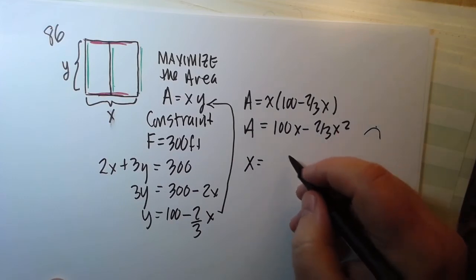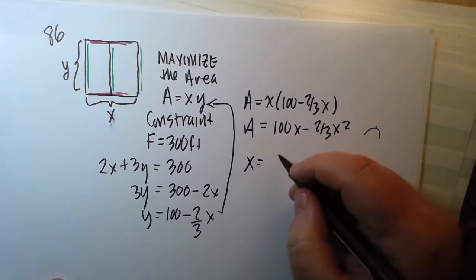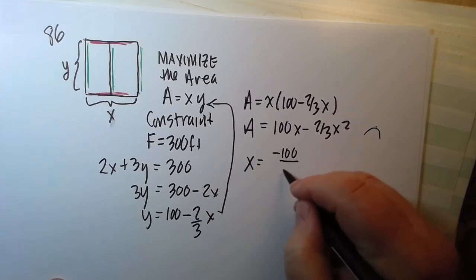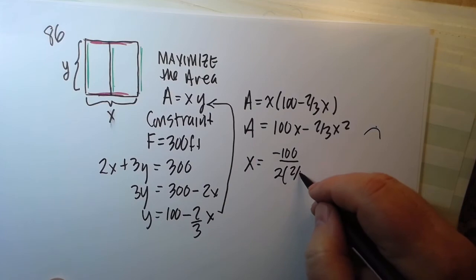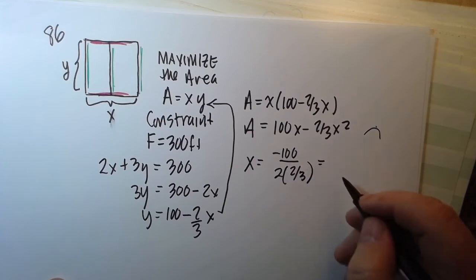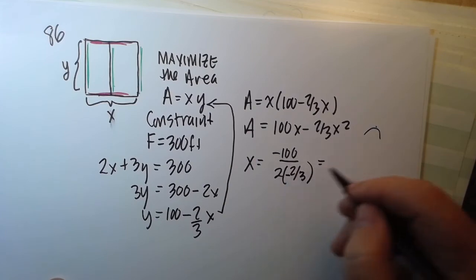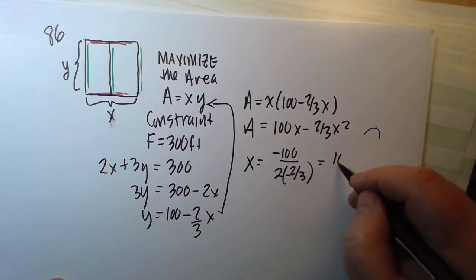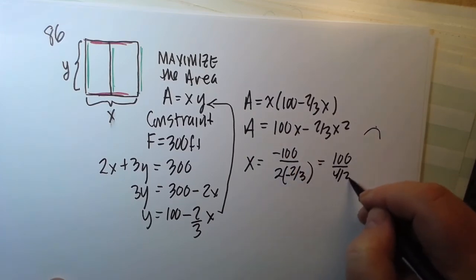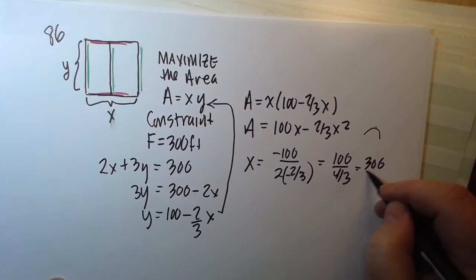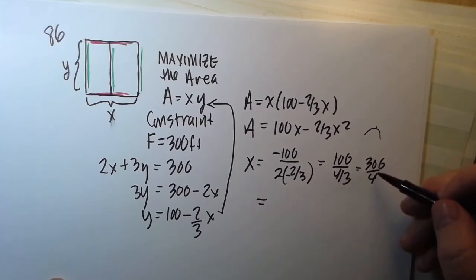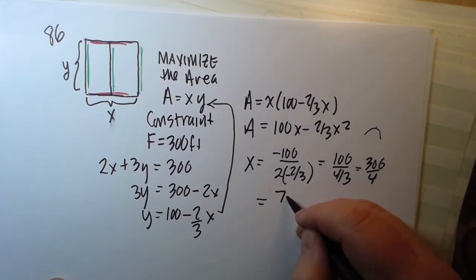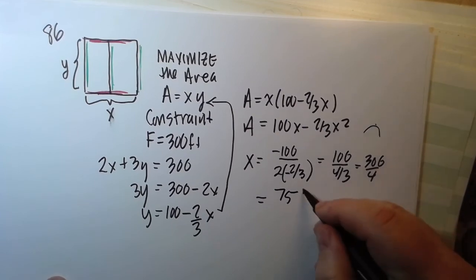So that's minus b. Now this is the b because that's on the linear term, over 2a, which is going to give me minus, forgot that. The minuses become a plus, so we have 200 over 4/3, which is 300 over 4. And 4 goes into 300, well, 2 goes into 150, and then half of 150 is 75. So x is 75 feet.